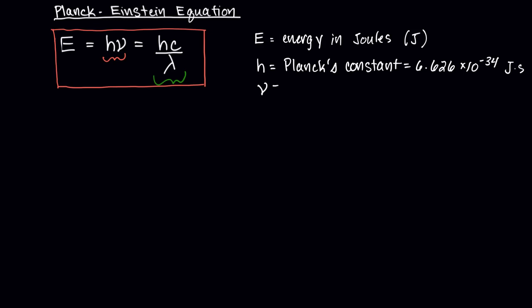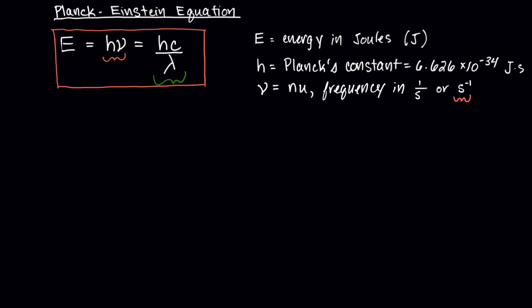Nu is the symbol for frequency, in units of 1/seconds, or more simply, seconds to the minus 1. The notation s to the minus 1 means 1/seconds. Frequency is really the number of waves passing by a point for every 1 second.